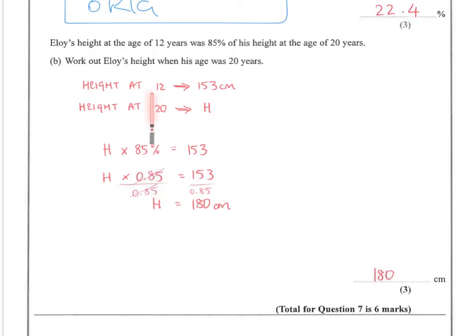So Eloy, height at 12, 153 centimetres. His height at 20, I'm going to call a height h. Now I know that at 12 years old, he is 85% of his full height, i.e. h times 85% equals his height at 12 years, 153 centimetres. 85% or 0.85, so to get rid of times 0.85, divide by 0.85 on both sides, 153 divided by 0.85 equals 180 centimetres.